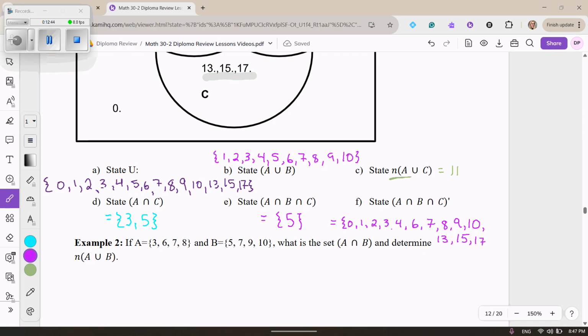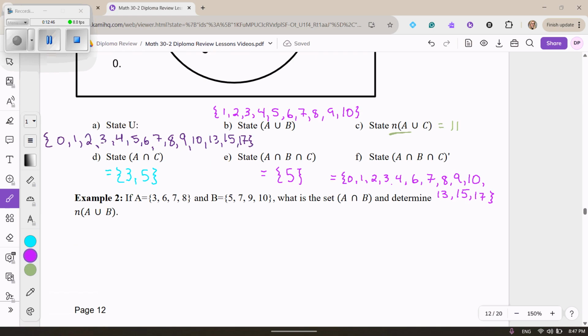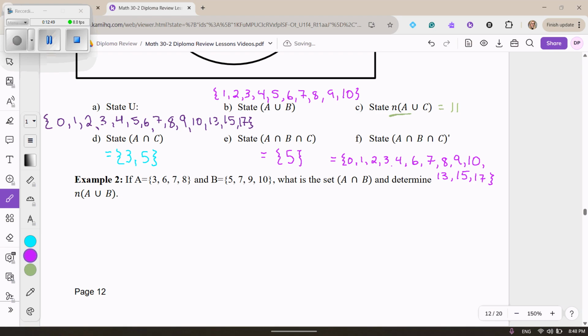All right, let's move on to the next example now. It says if A is 3, 6, 7, 8, and B is 5, 7, 9, and 10, what is the set A intersect B? And determine the number of elements in A union B. Okay, so let's start with A intersect B. A intersect B means A and B. So when we're talking about the elements, we're talking about what elements are in both of those sets. So the element that I see that's in both of them is 7. Everything else is unique. So A intersect B is 7.